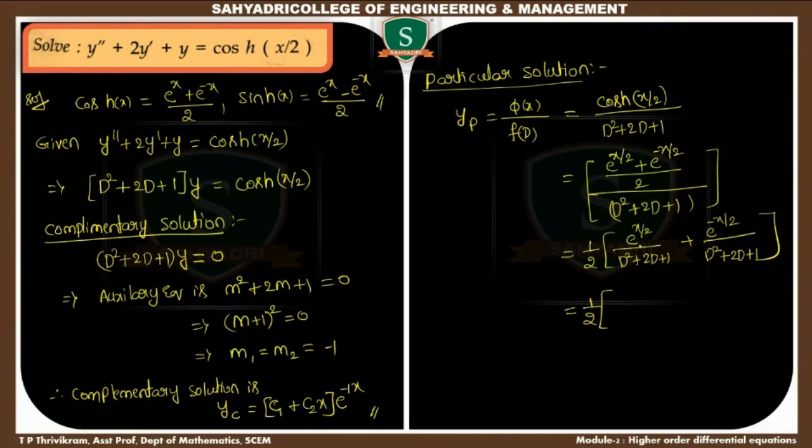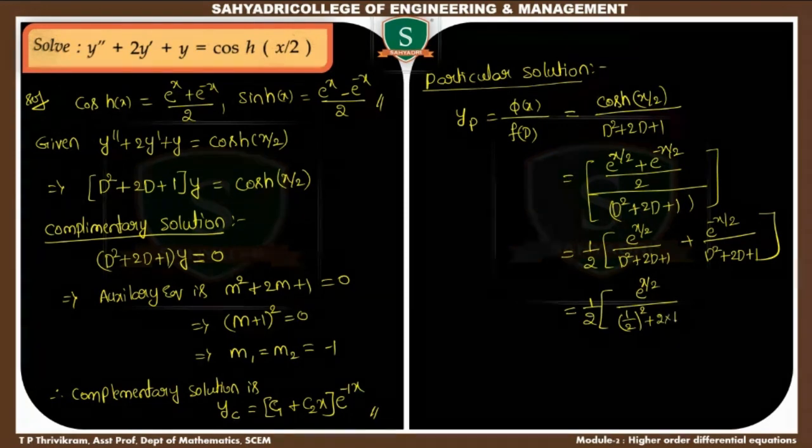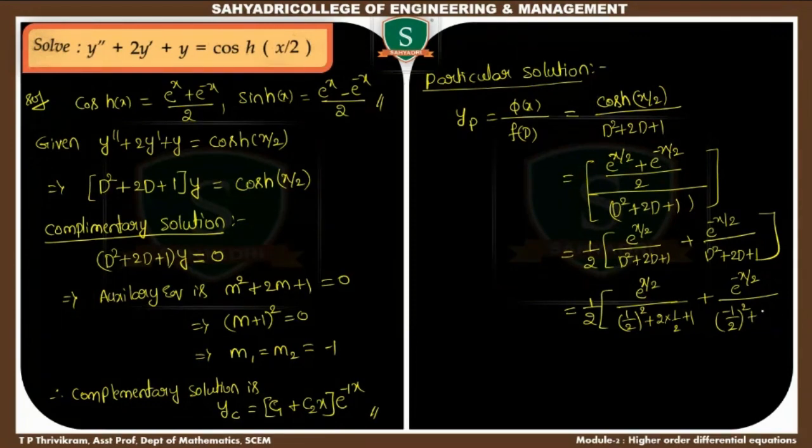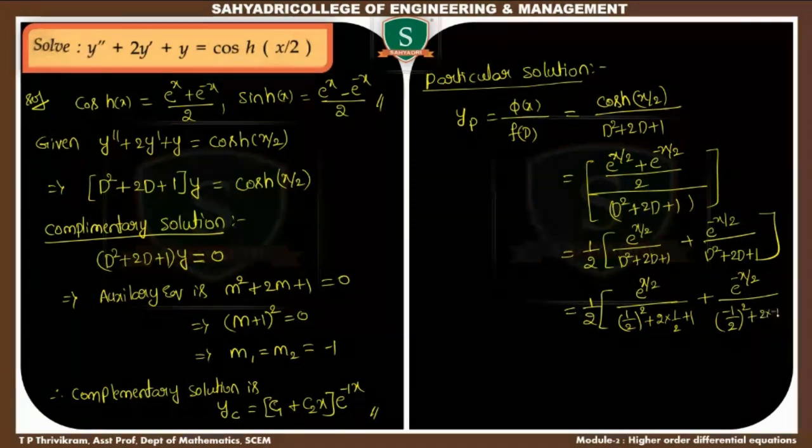1 by 2. So we'll get 1 by 2. So e power x by 2 divided by, substitute 1 by 2 here. Whole square is 2 into 1 by 2 plus 1 plus e power minus x by 2. Here what is the coefficient of x in the power? Minus 1 by 2. Minus half whole square plus 2 into minus half plus 1.